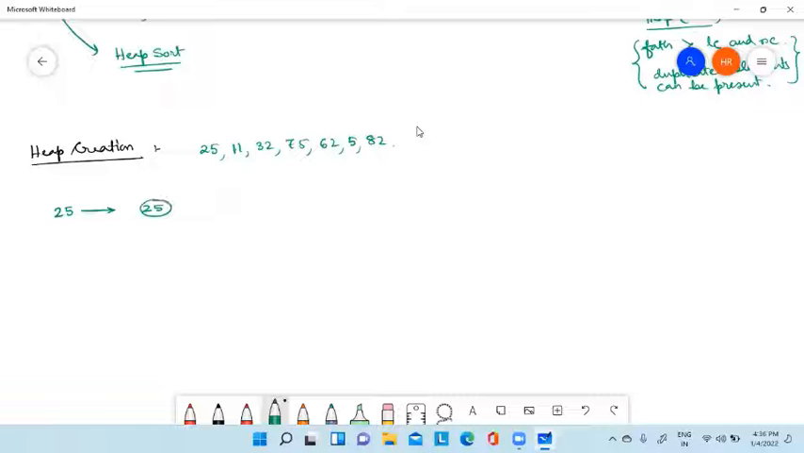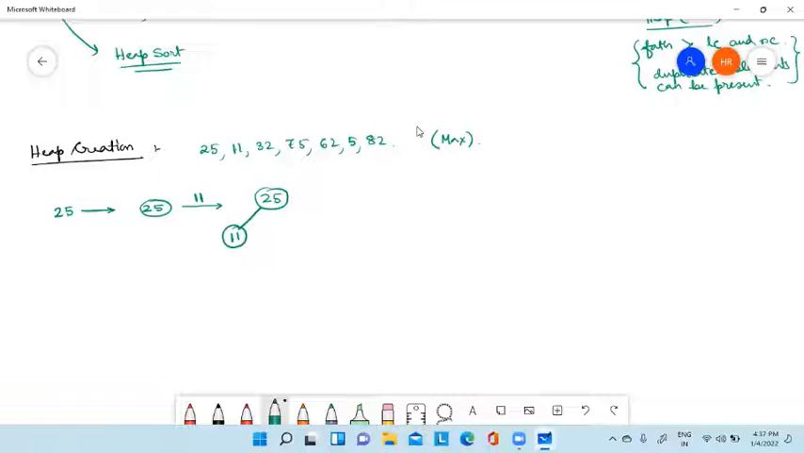So according to the rule, the first element always becomes the root. So 25 becomes root. Then comes the next, 11. Now, since heap is a complete binary tree, first we will try to make a complete binary tree, then we will check the property of the heap. Now, suppose I am going to draw a max heap. So first I will add this 11 to make it a complete binary tree under 25. We already know that a complete binary tree is always created from left to right, level wise. So first level done, level 0 done. Now the second level, level 1.